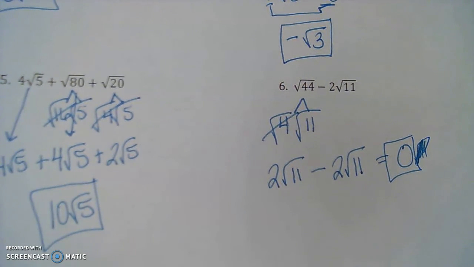So again, in order to combine, to add and subtract, you need to make sure the number underneath the square root matches. In order to do that, you need to find those perfect squares that go in and simplify them, and then you just combine the front numbers, the coefficients.